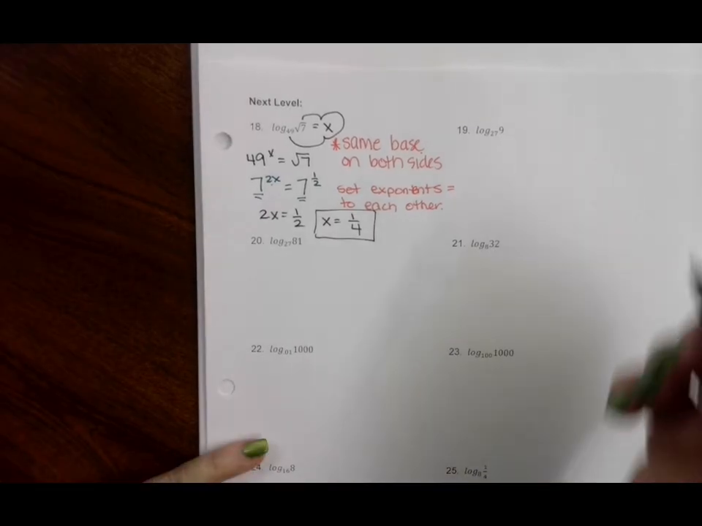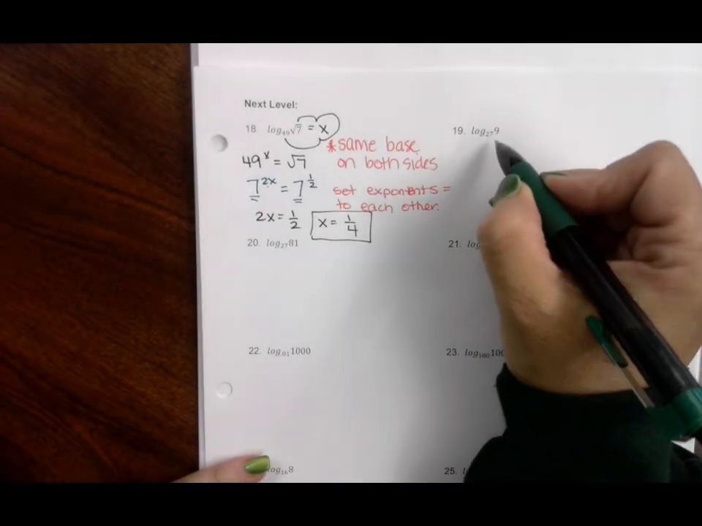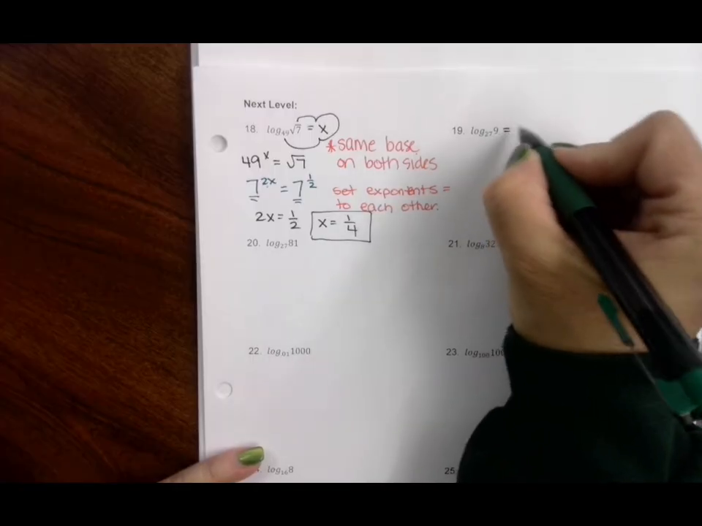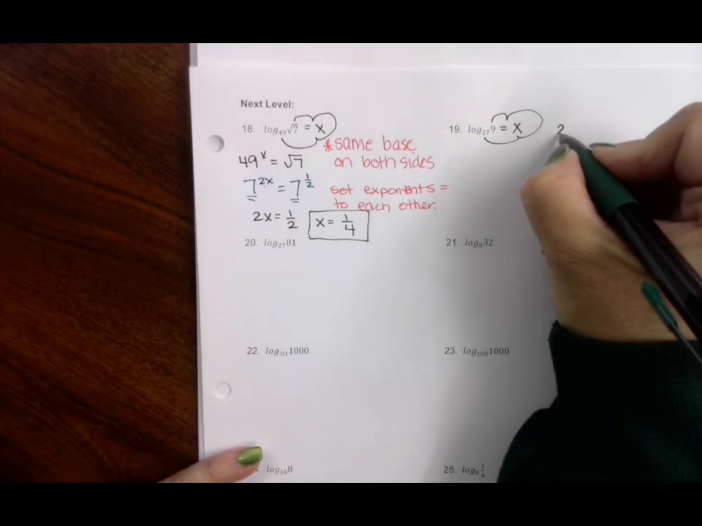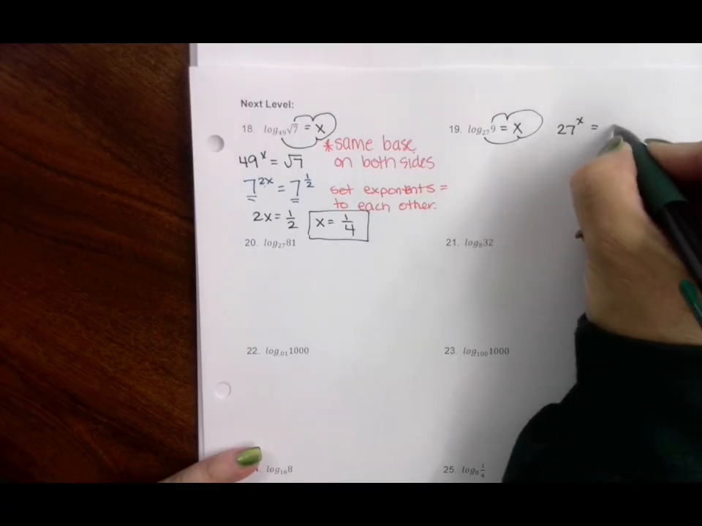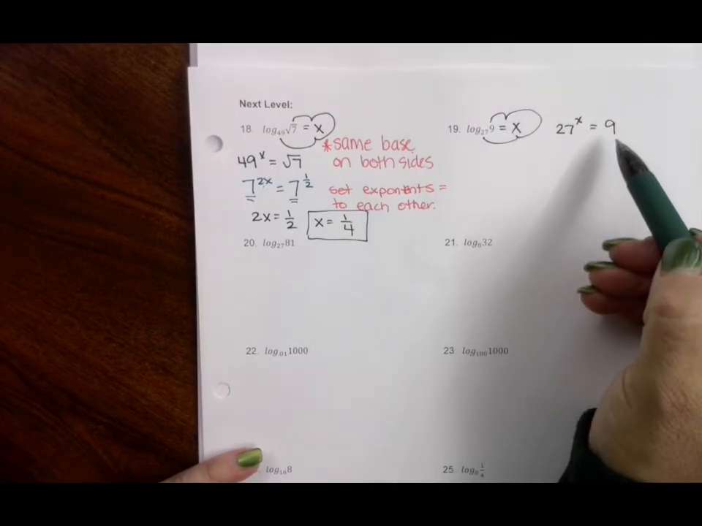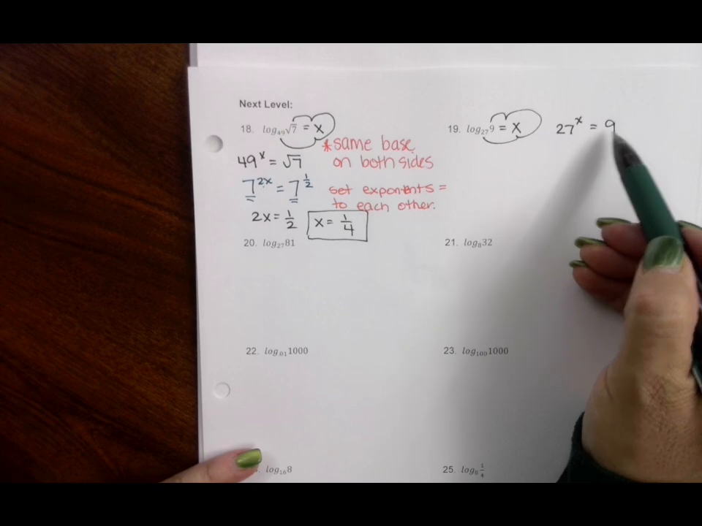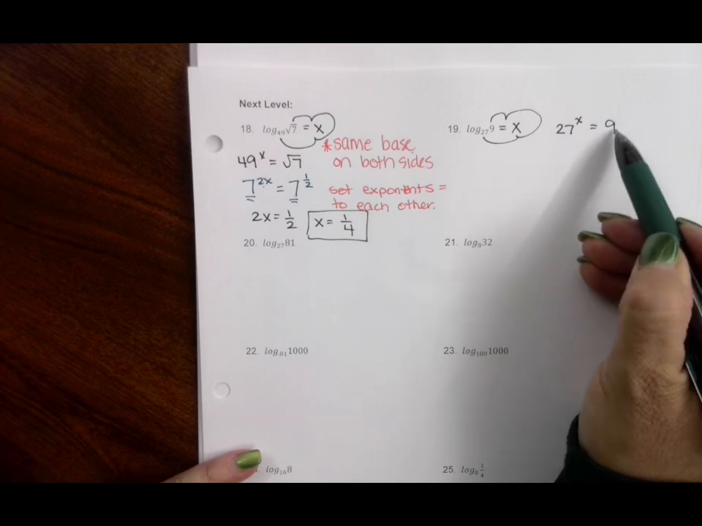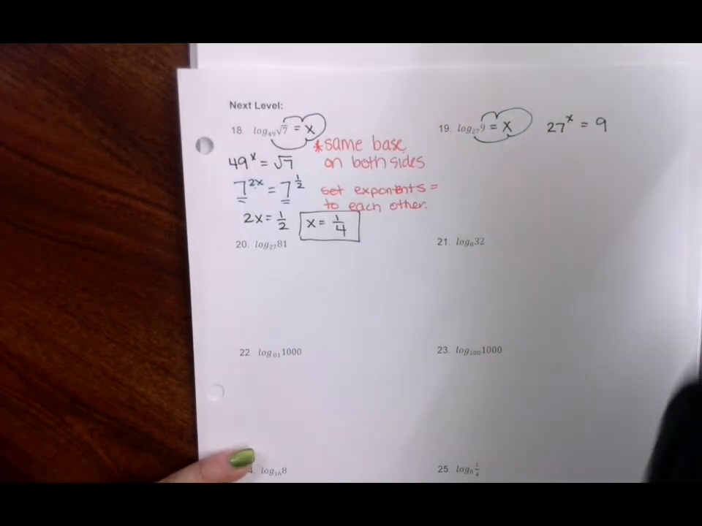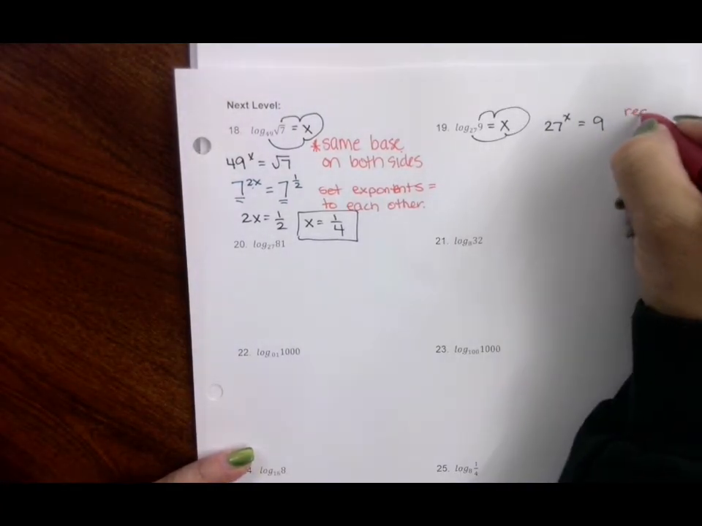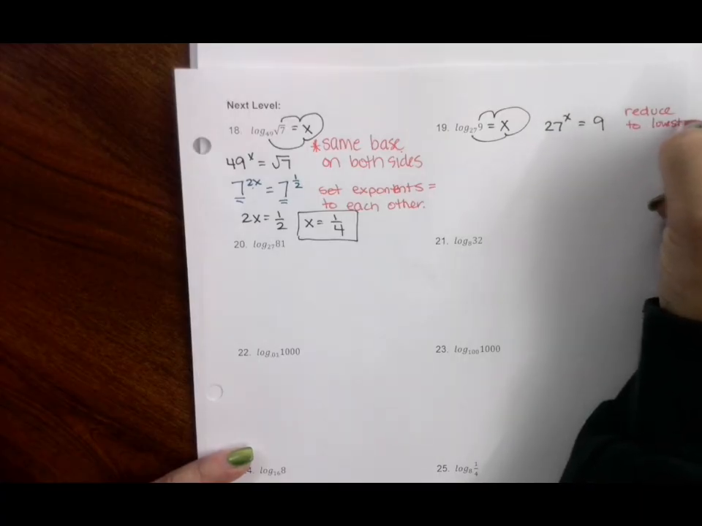All right, let's try another one like that. So this is a little bit different. I'm going to set this equal to x, and I'm going to popcorn this guy. So 27 to the x equals 9. Well, there's nothing I can do to make a 9 equal a 27. I can't say times 3, because remember what I'm doing is I'm looking at an exponent. So with all of these, you always want to reduce to the lowest term.